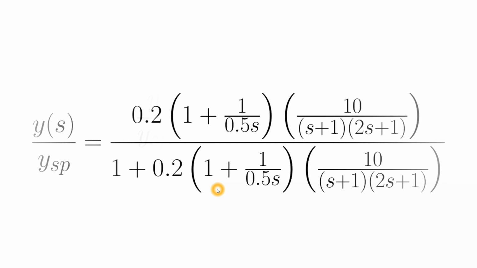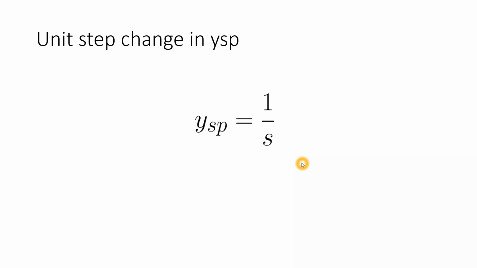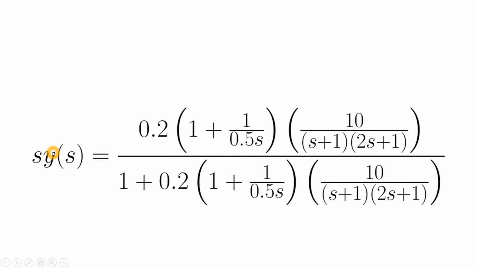So if I put the values, then I got Y(s) upon Ysp(s). I have written it as Y(s) since it is in Laplace form, right? So we will get this. Again, we know that for a unit step change in Ysp, Ysp is equal to 1 by s. If there is a unit step change, then it will be 1 by s, and I will put Ysp is equal to 1 by s, then I got Y(s) is equal to this.